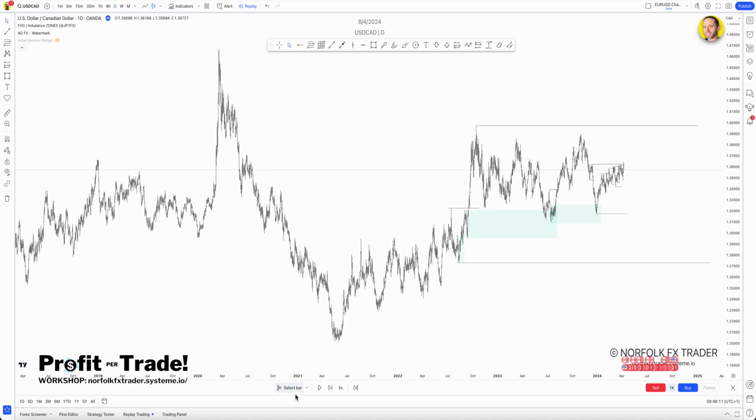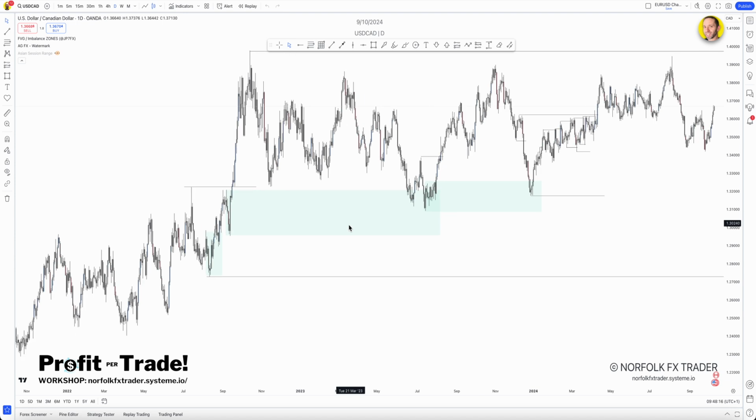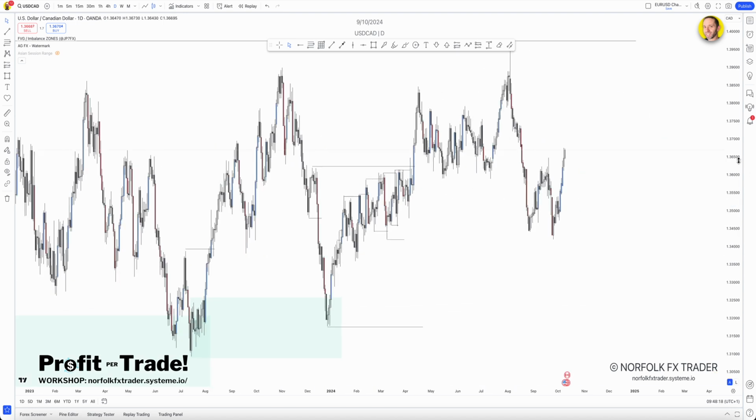Now, if we just go back to normal price here, and we just finish this off by understanding, reading the structures.